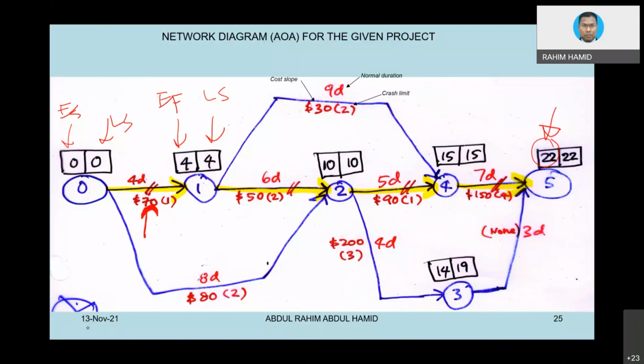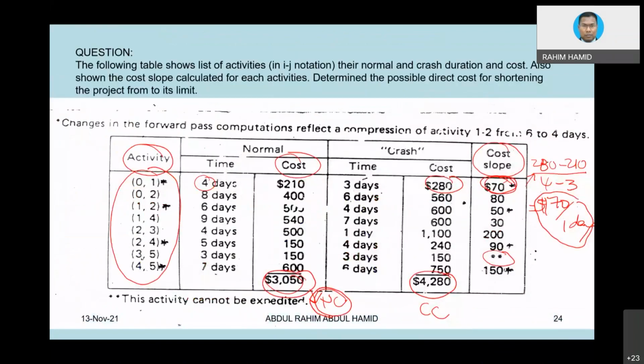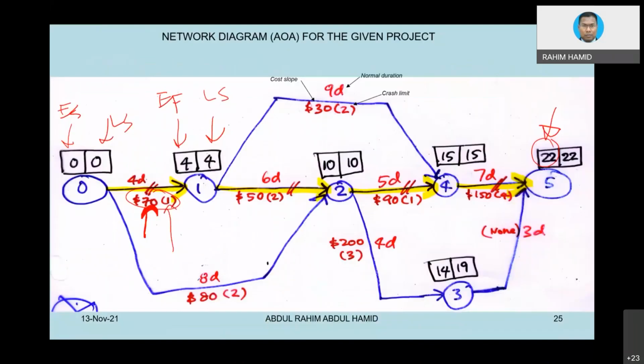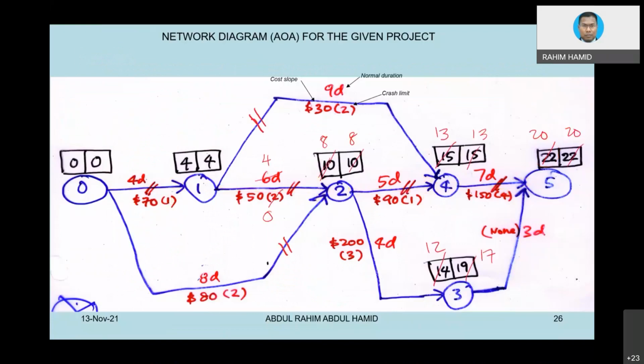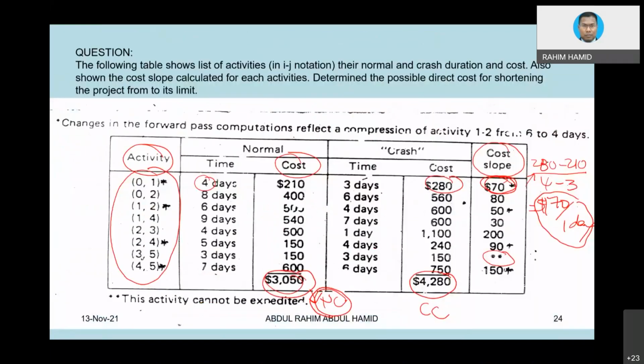Let me use the pen. So this information, 70, and then in bracket is 1. What does 70 mean? That is the cost load, the cost load that we already calculated. And what does 1 mean? Here, 1 means the timing that we can compress. See, 4 minus 3. So meaning to say we can only compress activity 01 by 1 day.